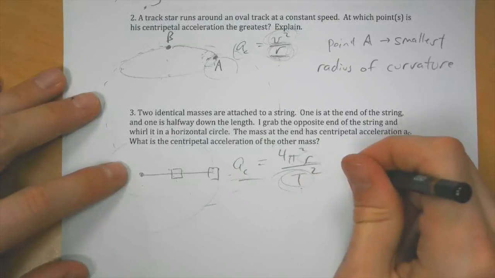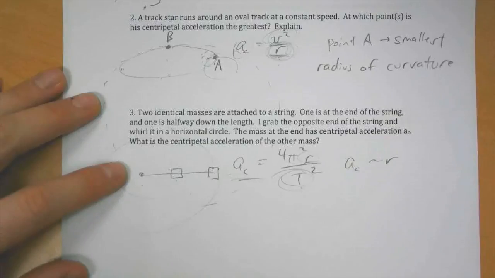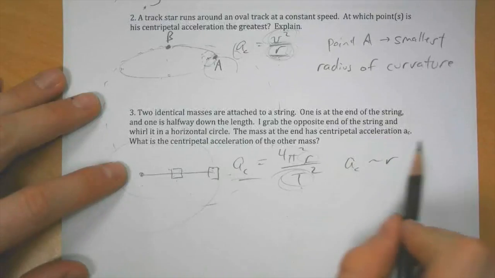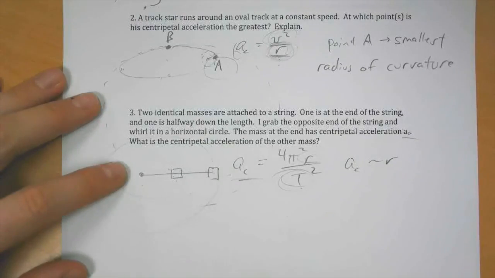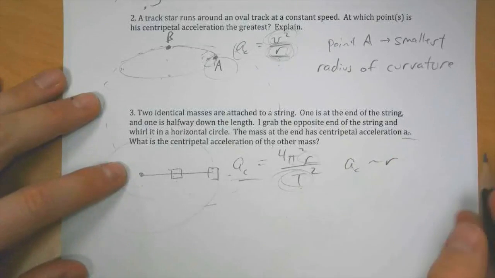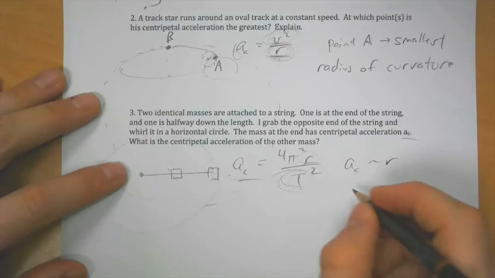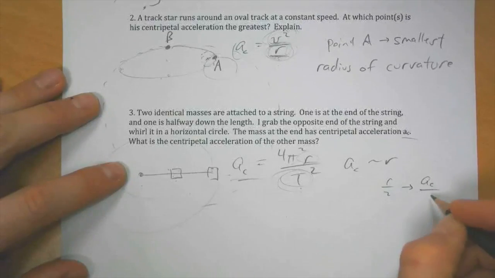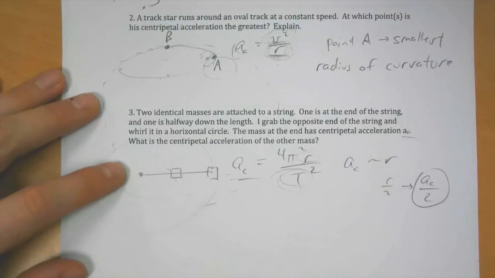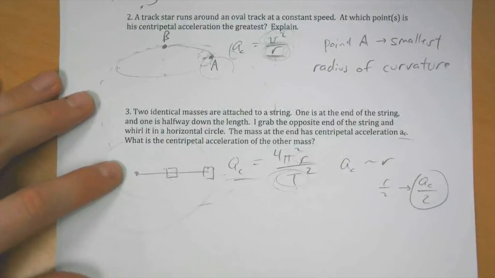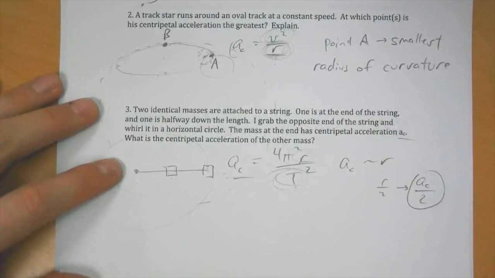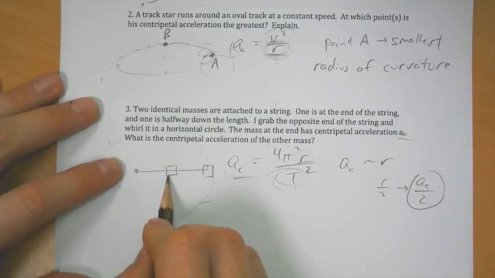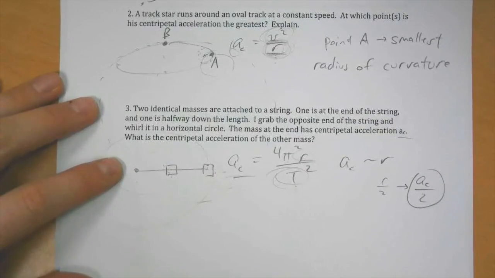And then we look and see, okay, when the period is the same, acceleration is proportional to radius. So one has an acceleration A subscript c. The other one, the radius is half as big, so we divide the centripetal acceleration in half, which means the one in the middle has a centripetal acceleration that is half of the one on the outside.